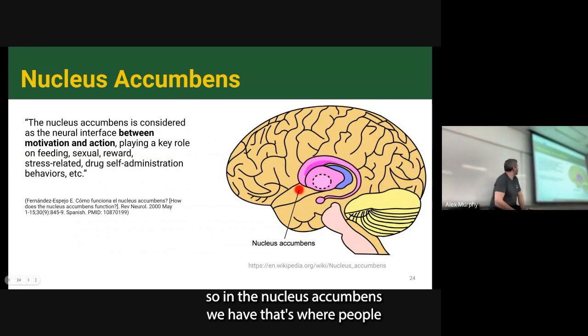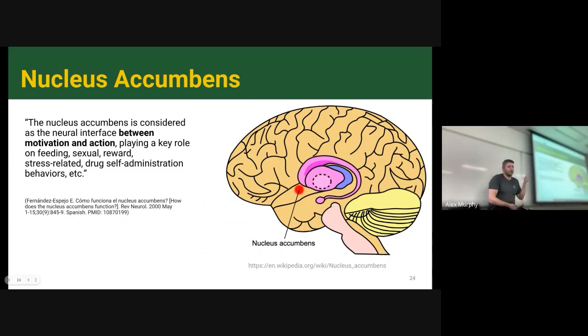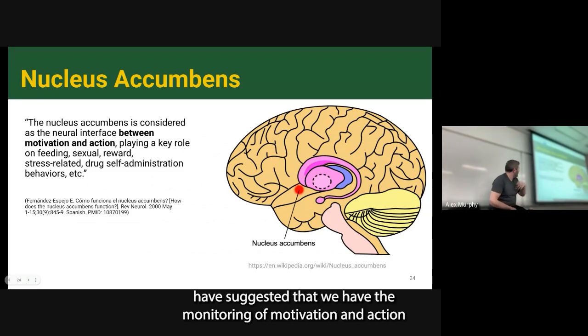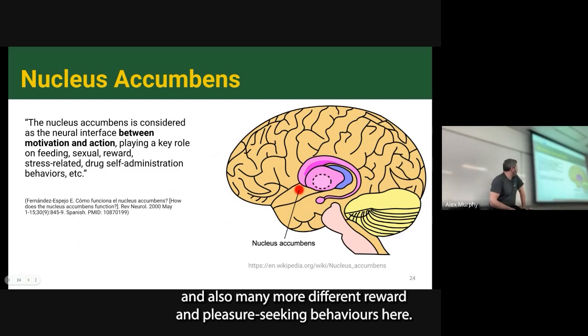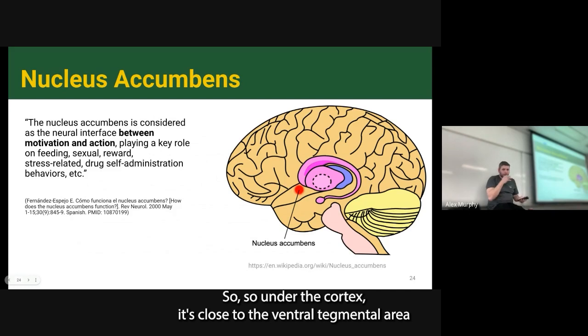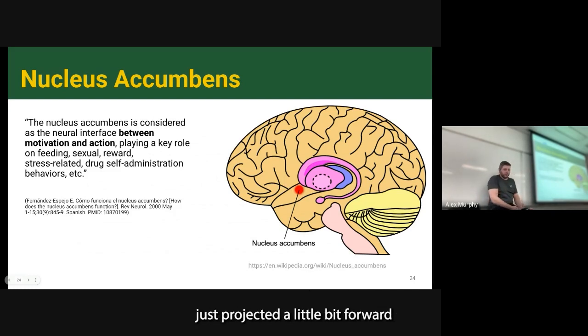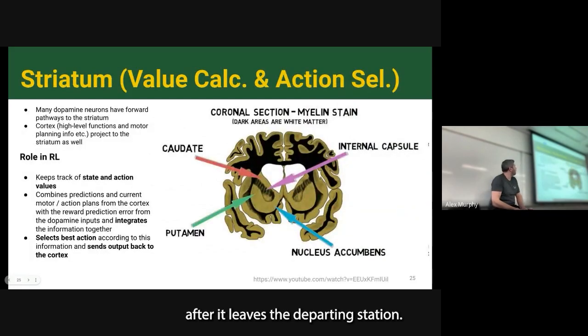In the Nucleus Accumbens, it's where people have suggested that we have the monitoring of motivation and action, and also many more different reward and pleasure-seeking behaviors. So it's still under the cortex. It's close to the ventral tegmental area, just projected a little bit forwards, and one of the first stops that the dopamine train is on after it leaves the departing station.